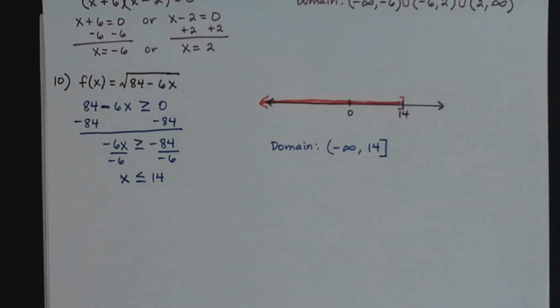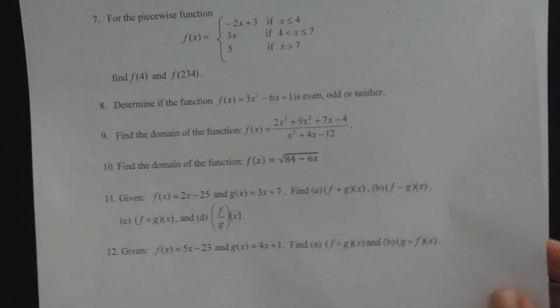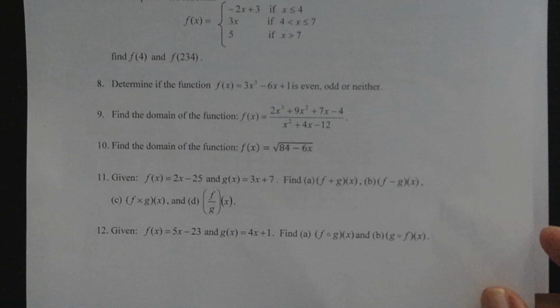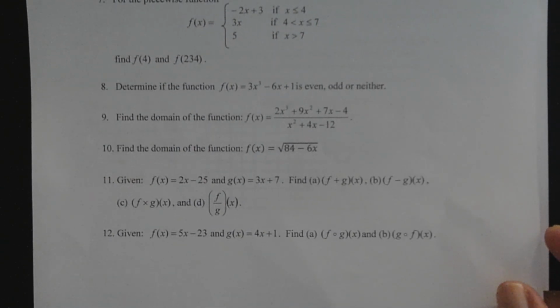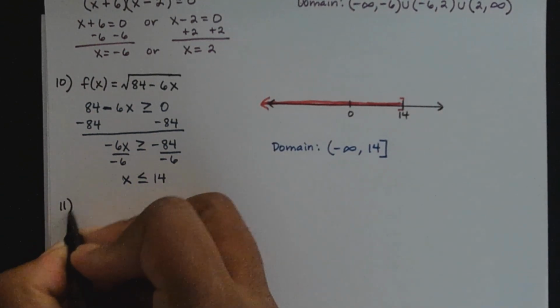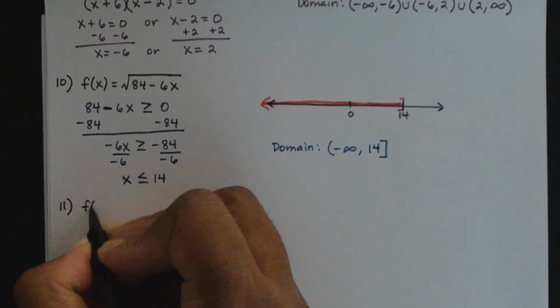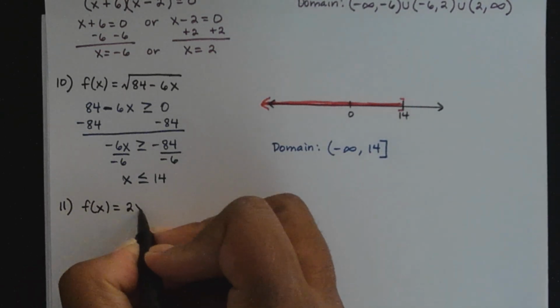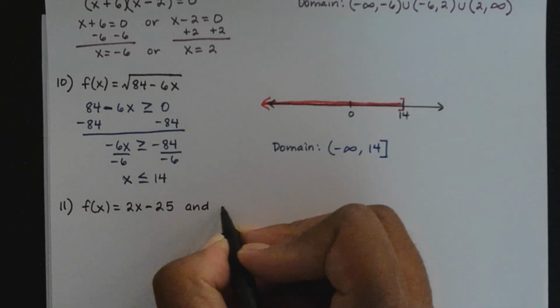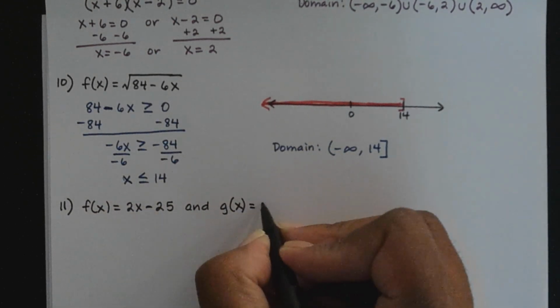All right, problem number 11 is the combining of two functions, combinations of functions. Here we got f of x equals 2x minus 25 and g of x equals 3x plus 7. And we're going to perform the algebra of functions here. So in this case here we got f of x equals 2x minus 25. And let's see, g of x is equal to 3x plus 7.